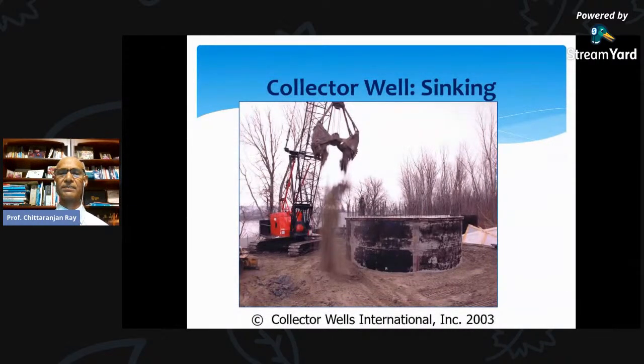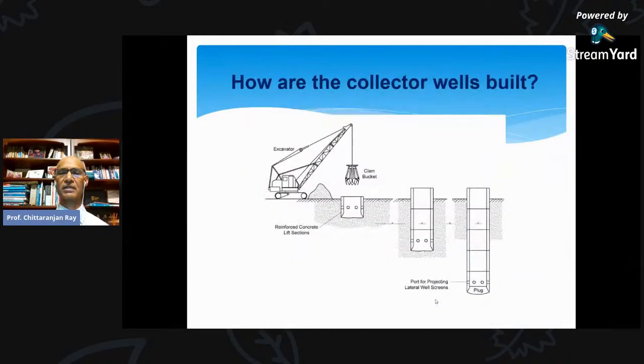As you can see in this figure, the first section is 10 to 12 feet. Then the second section is added, then a third section, with this clam bucket taking the soil out and pushing the well down. Once they come to the desired depth, let's say 100 feet or 30 meters or so, they put a concrete plug at the bottom. Then these round holes, which we saw in the first picture, will be used to push the screens into the aquifer. You can see this here.